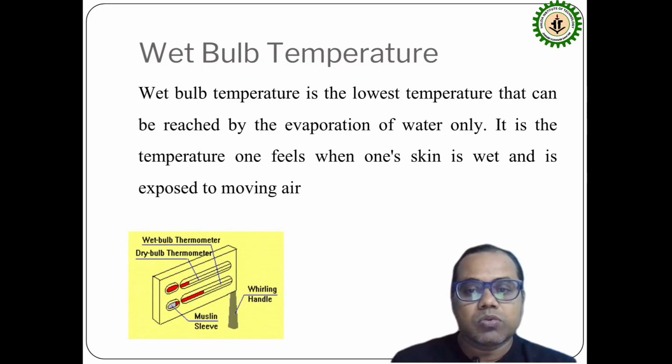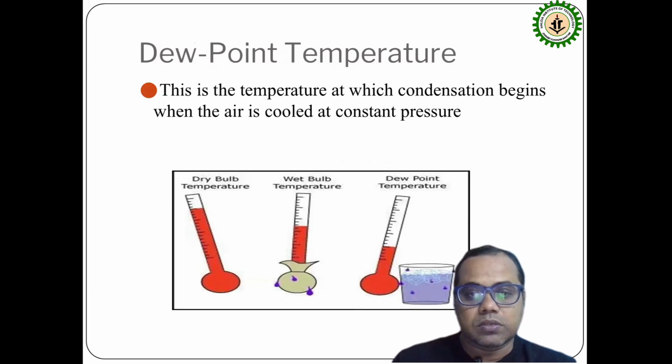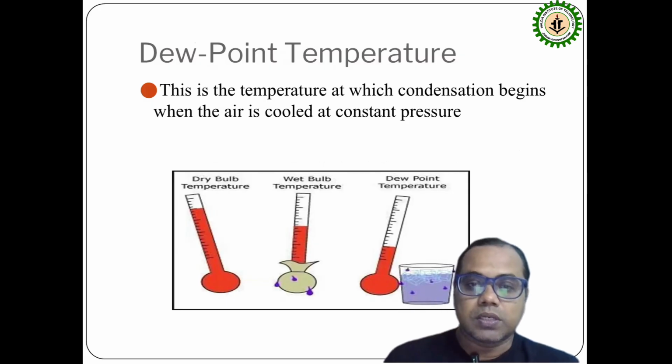Wet bulb temperature is the lowest temperature that can be reached by the evaporation of water only. It is the temperature one feels when one's skin is wet and is exposed to moving air. After sweating, if the skin is wet and this moisture from the skin is evaporating, then the cooling we feel is due to this wet bulb temperature. At the same condition, the dry bulb temperature is greater than the wet bulb temperature. These are the two important temperatures we have to know in psychrometry, dry bulb and wet bulb.